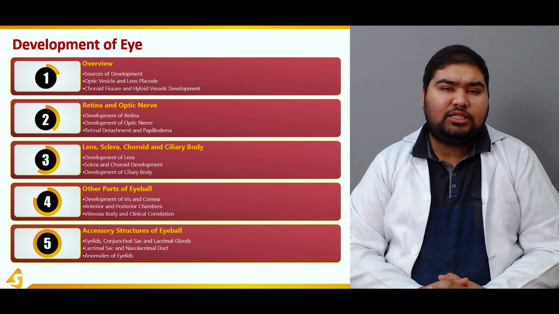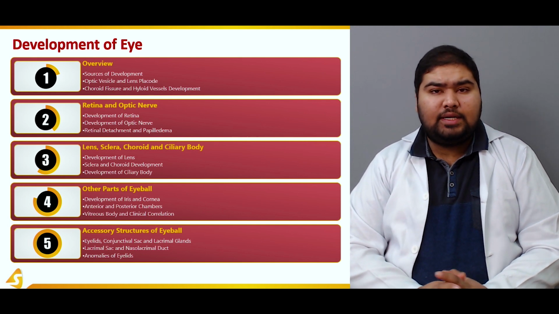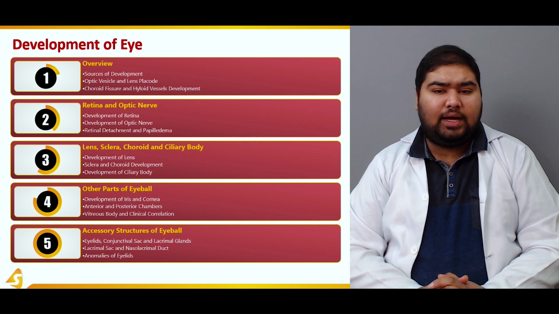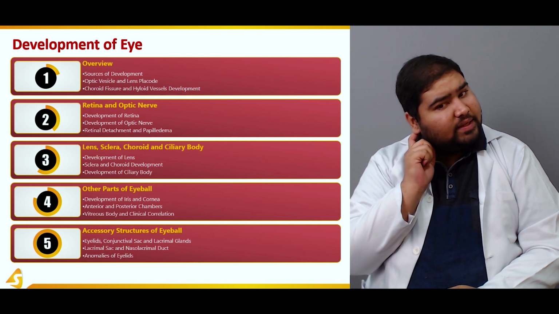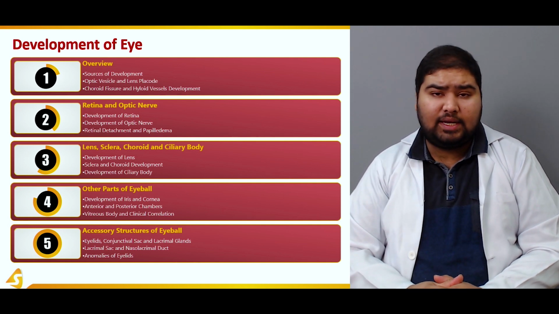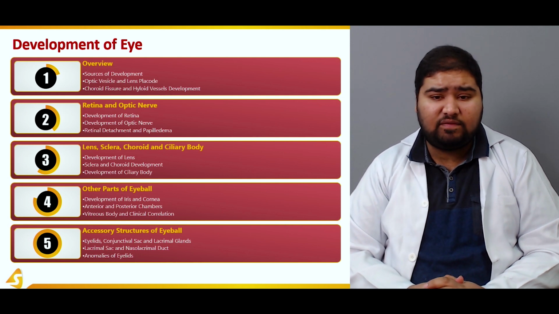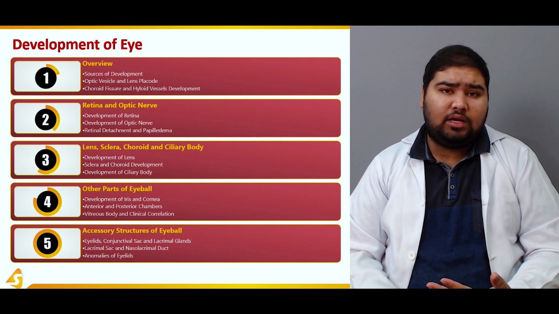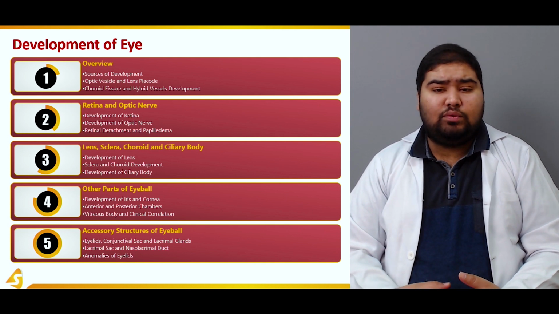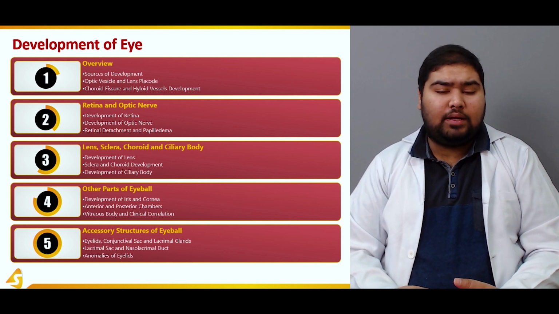In the second section we'll talk about the retina, that is the photopigment layer of the eye, and the optic nerve. We'll see the development of the retina itself. Then we'll see how the optic nerve is formed, and finally we'll talk about some clinical correlates which include retinal detachment and papilledema.